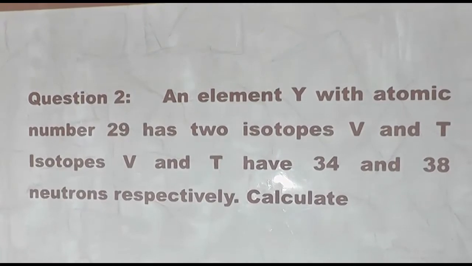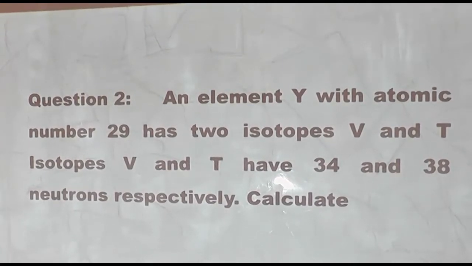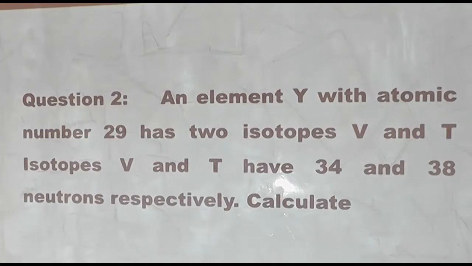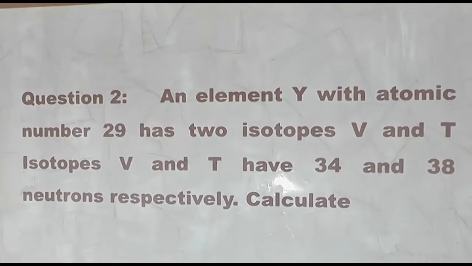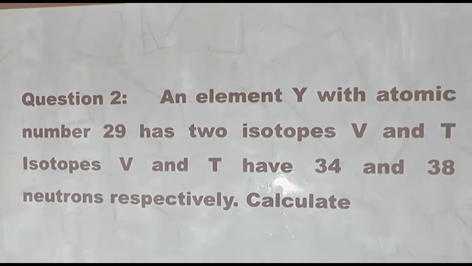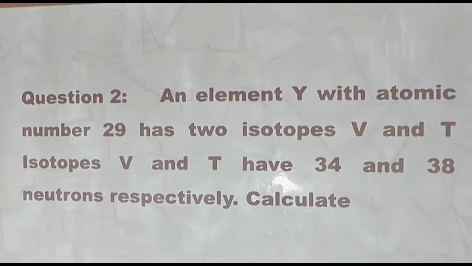The question that we have before us: an element Y with atomic number 29 has two isotopes, and the two isotopes are V and T. Isotopes V and T have 34 and 38 neutrons respectively.